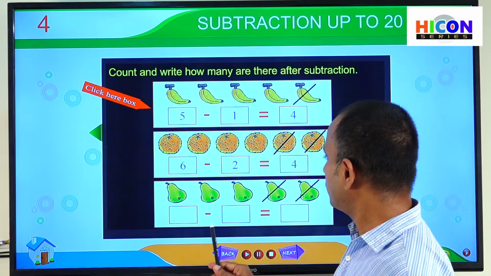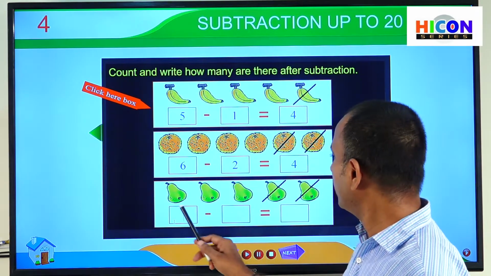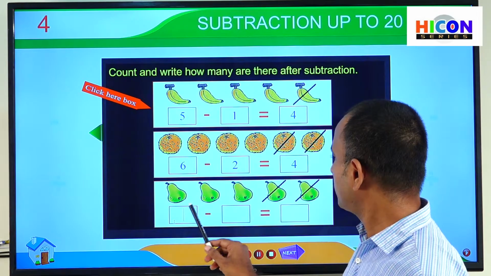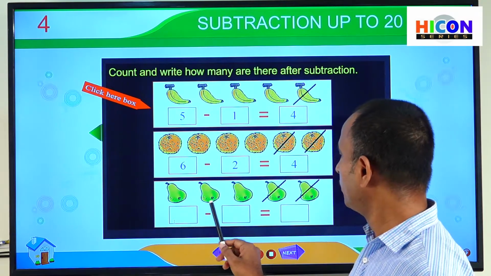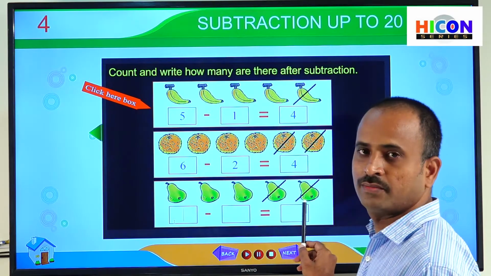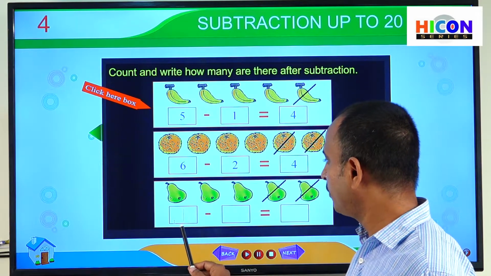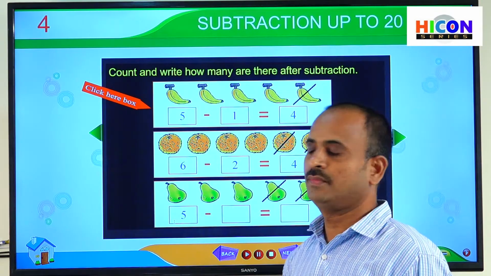So see the last example, that is the third example. There are some fruits given. How many fruits are there? So let us count 1, 2, 3, 4 and 5. So there are a total of 5 fruits given. So write 5 in the first box.